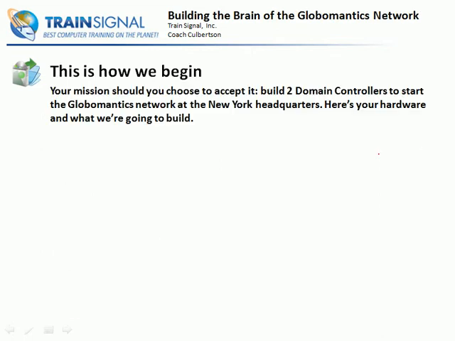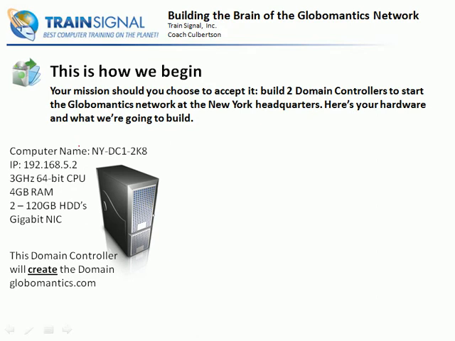We're really beginning to build the brain of Global Mantics, and so your mission is going to be building two domain controllers to start off with, and we're going to be building these at the New York headquarters. So let's take a look here at the hardware. We're going to start off with our first domain controller, and we're going to name it NYDC1-2K8. The IP address is going to be 192.168.5.2. The reason why this is 2 instead of 1 is that our router is 192.168.5.1. So that's the reason for that.